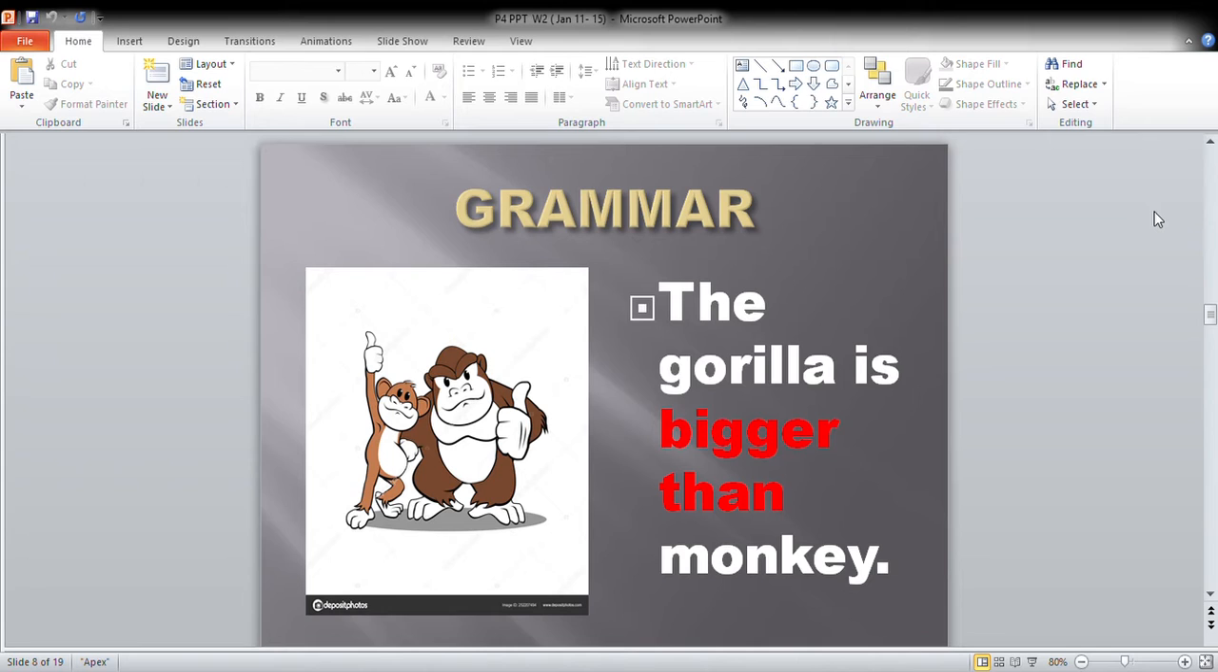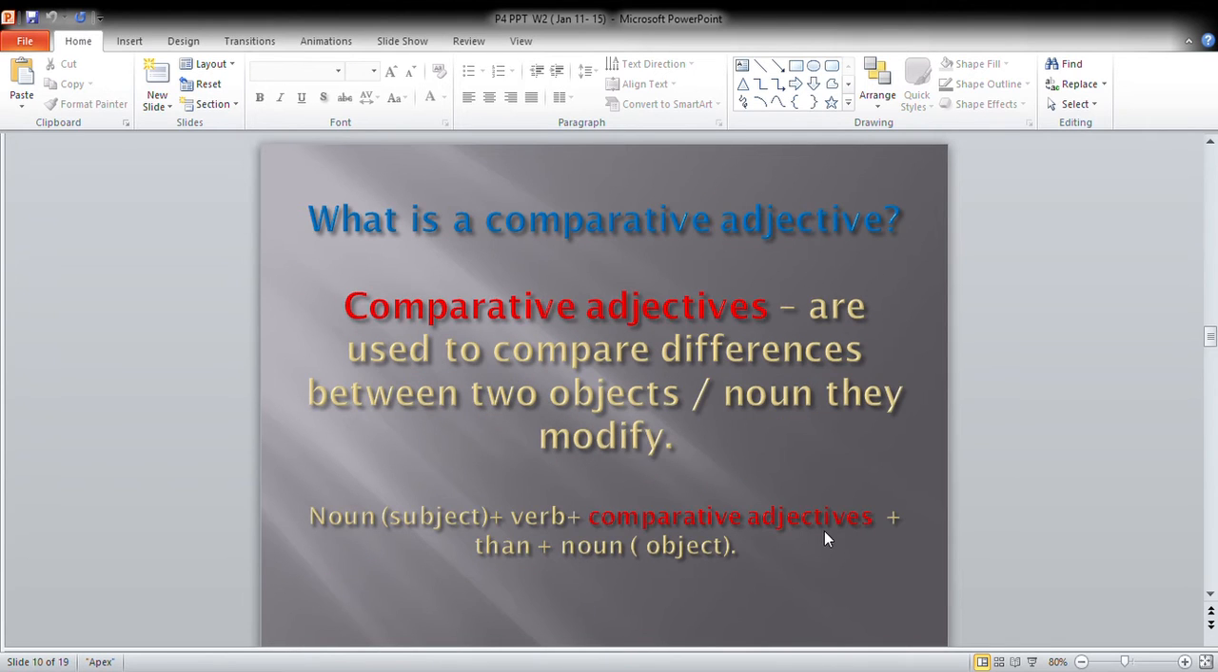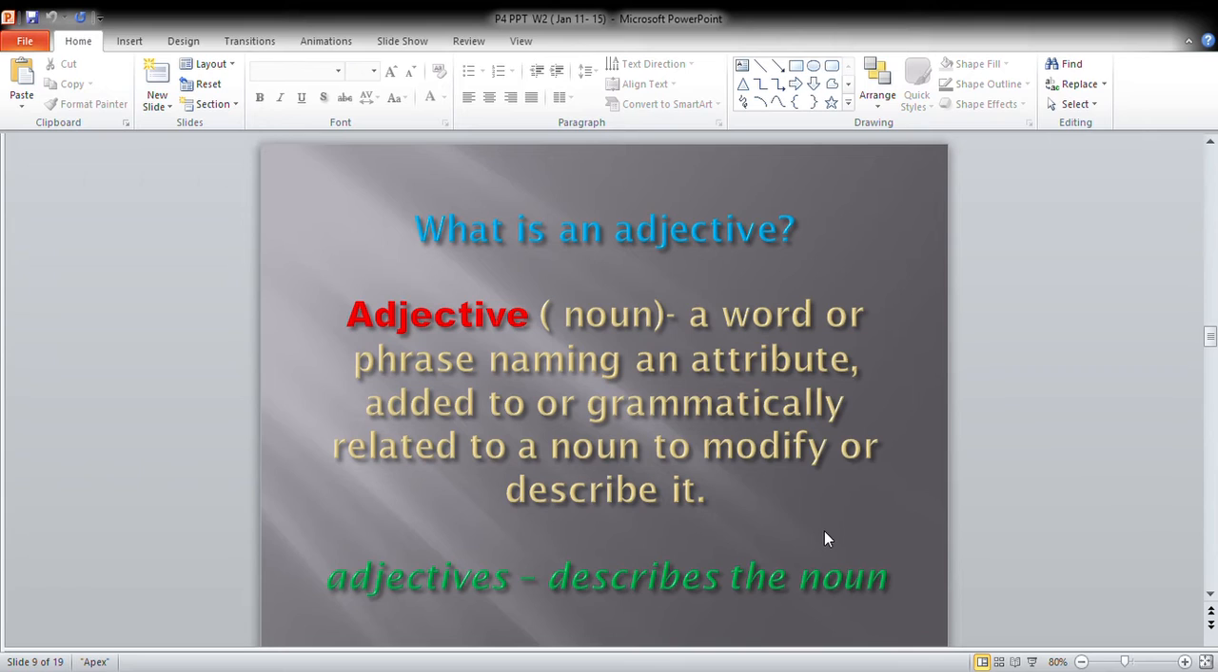So we have here a grammar sample. Let's have the gorilla is bigger than monkey. Now look at this bigger than written in the red text. This is our grammar. What is bigger than? So we are going to discuss about this grammar, and this grammar we call comparative adjective. We are going to discuss first what is adjective.